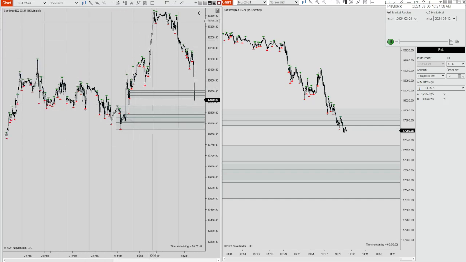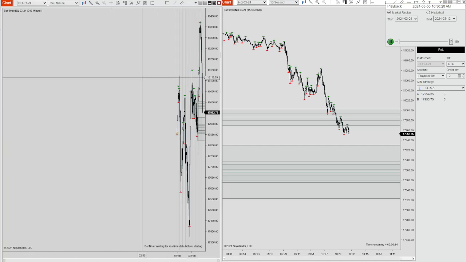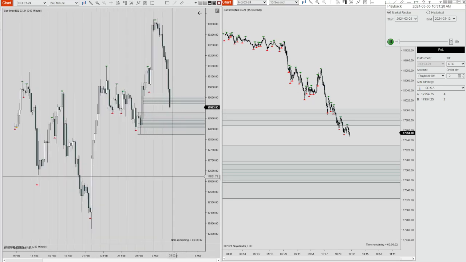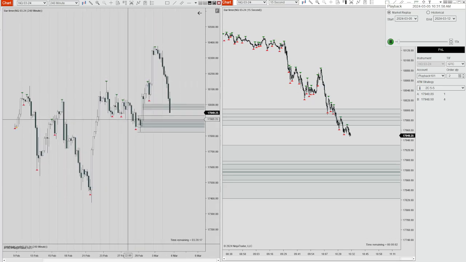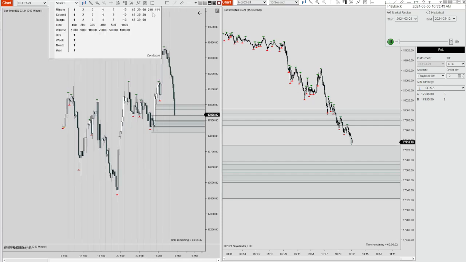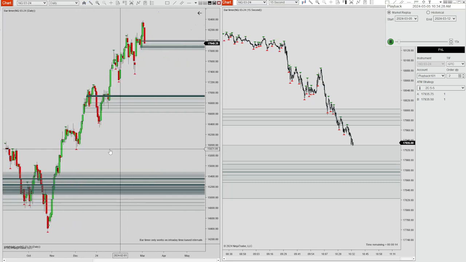So this is inside structure though, and so this would be the final swing. Even though we broke this, this would be like a 4 hour structure now, right? So 4 hour structure. Oh, even here, there's a 4 hour swing here. Let's go to the daily structure. Oh, that's so ugly.